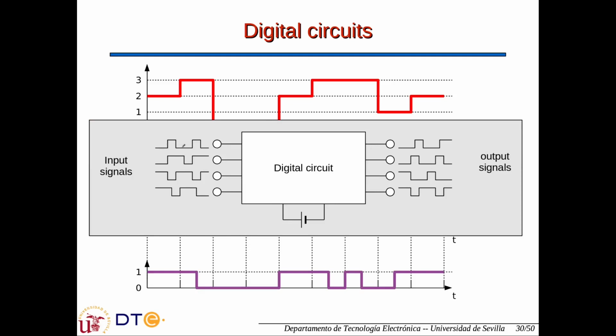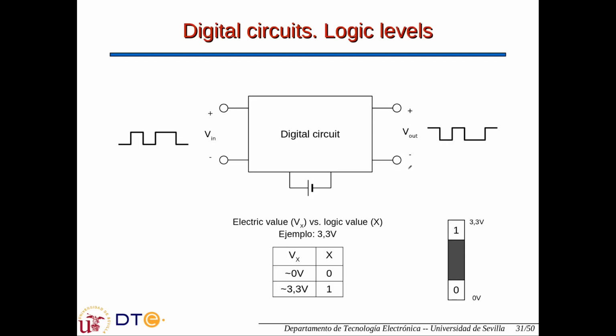The inputs are electrical signals that have a low or high value, and the circuit will generate signals that have only low and high values defined in some way. The way we define those values is based on what we call the logic levels. Okay, a digital signal can be in two values.